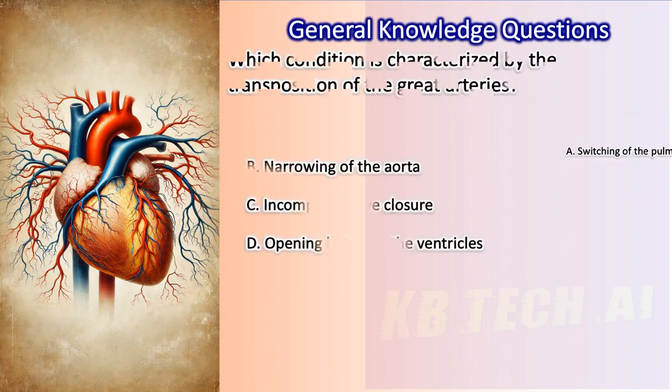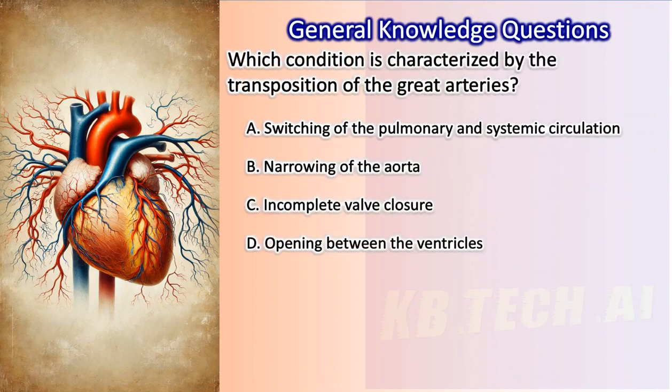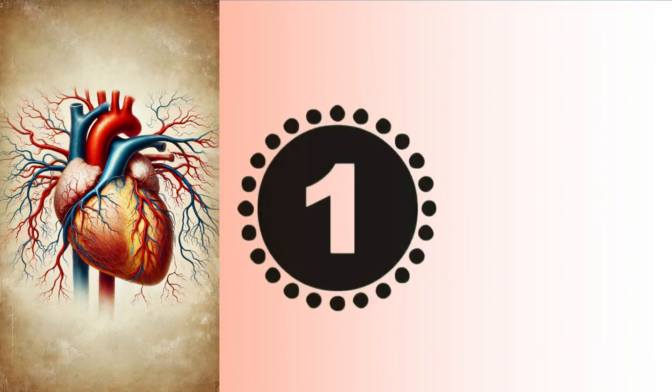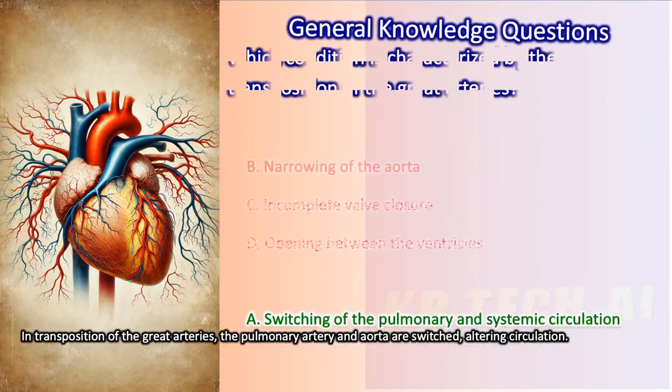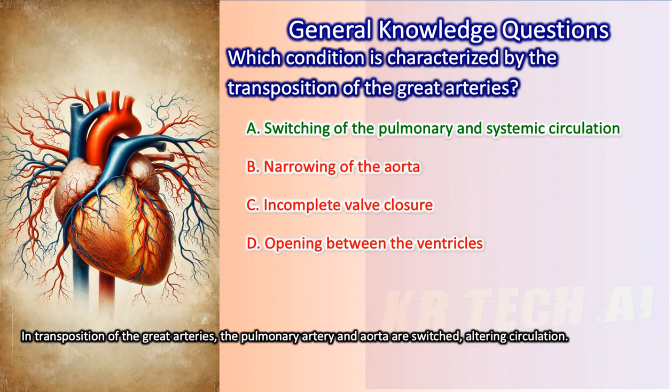Which condition is characterized by the transposition of the great arteries? Option 1, switching of the pulmonary and systemic circulation. Option 2, narrowing of the aorta. Option 3, incomplete valve closure. Option 4, opening between the ventricles. The answer is option 1, switching of the pulmonary and systemic circulation.